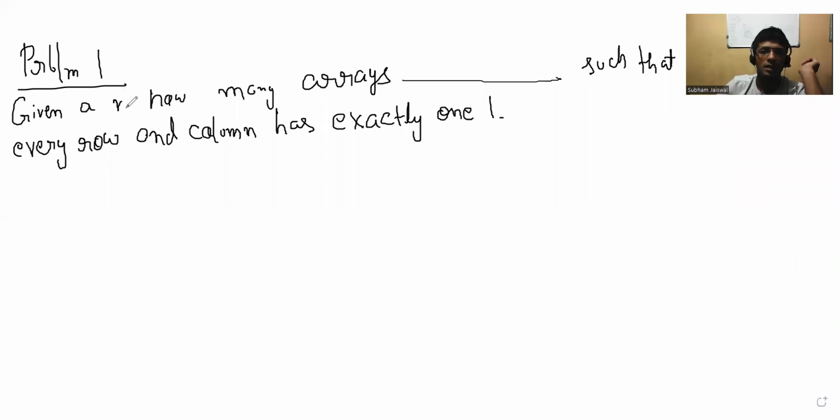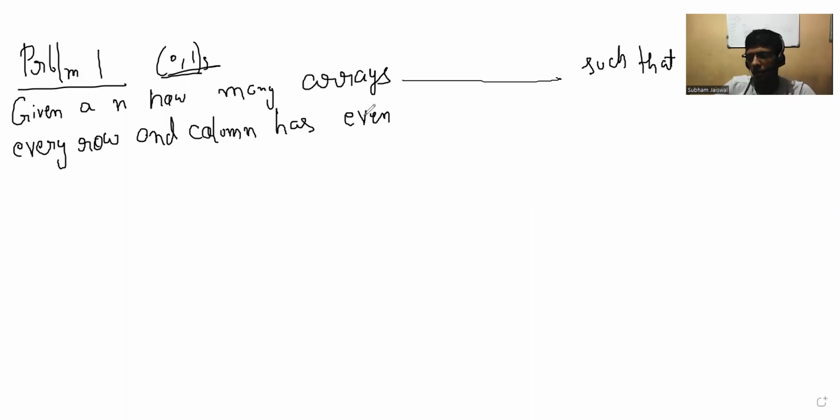Given n, how many arrays are there such that every row and every column has an even number of ones? This is again a 0, 1 matrix. Okay, so you should keep this in mind. Has even number of ones. This can be done for n comma m, but fine, we'll just do it for n by n. Has even number of ones. Okay, we'll not discuss this now. Note this down.